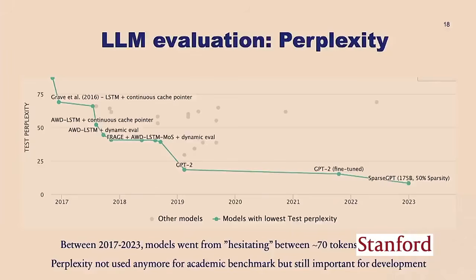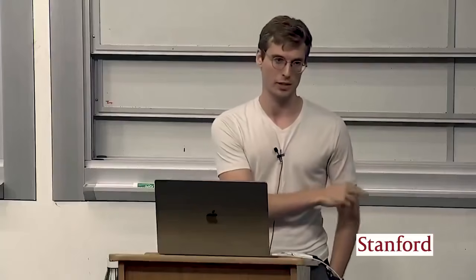So that's much better. Perplexity is actually not used anymore in academic benchmarking, mostly because it depends on the tokenizer that you use and on the actual data that people are evaluating on, but it's still very important for the development of LLMs. When you train your own LLM, people will still really look at the perplexity.